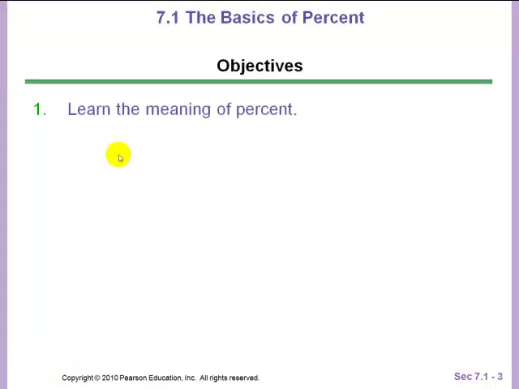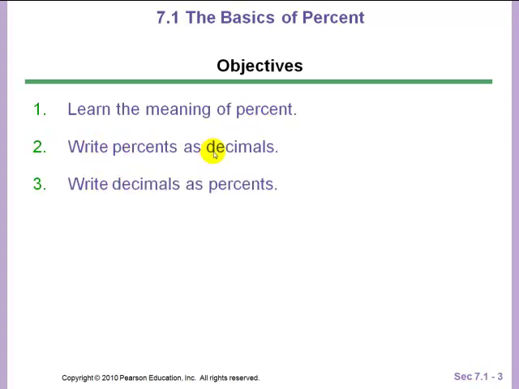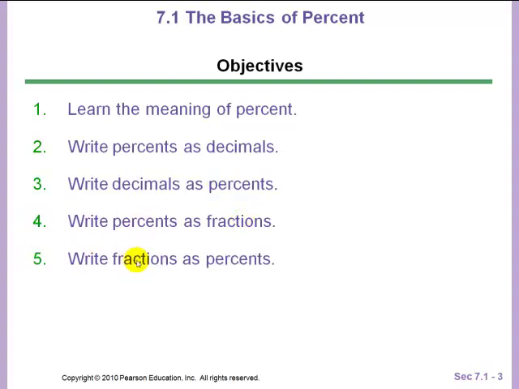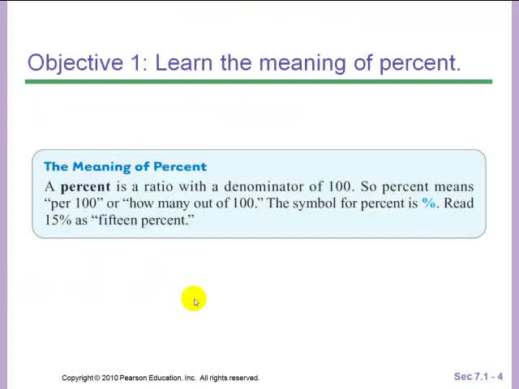Our objectives: 1. To learn the meaning of percent. 2. To write percents as decimals. 3. To write decimals as percents. 4. To write percents as fractions. 5. To write fractions as percents. And lastly, 6. To use 100% and 50%.